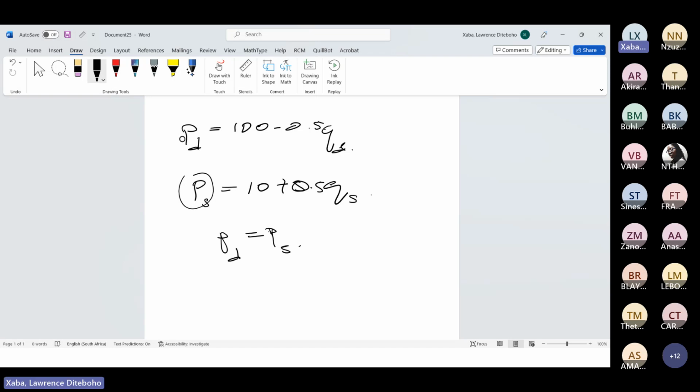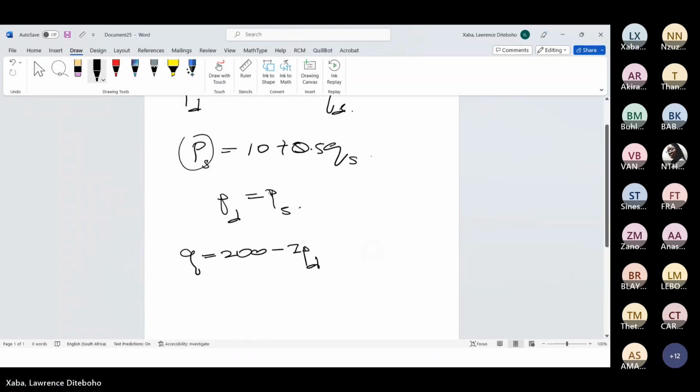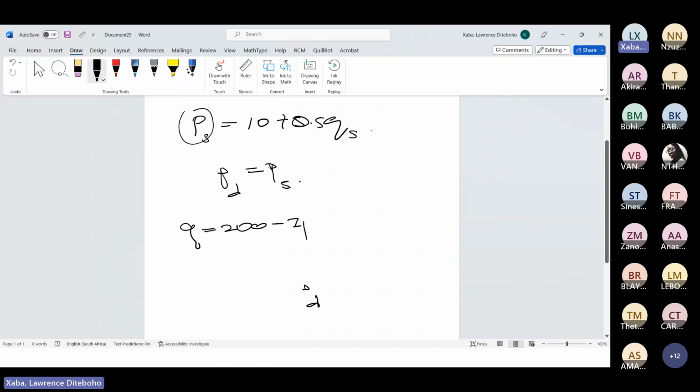If we simplify it before we equate it, still the same, where we are going to have Q equals 200 minus 2 PD. And the second one, which is this one, we have Q there for S, this is D, equals negative 20, like I did, plus 2 PS.